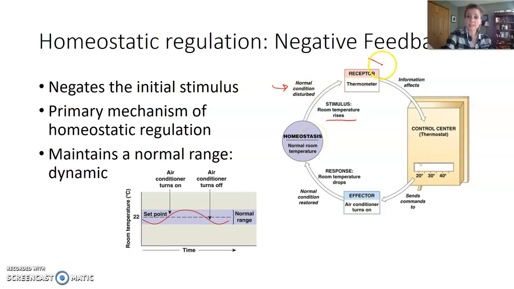This disturbance is sensed by the receptor, which is the thermometer, and that's usually housed within the control center, in this case the thermostat. So the receptor senses this change, it sends information to the control center, and the control center sends a command to the effector. The effector in this case is the air conditioner. The air conditioner switches on, and it cools down the room until normal condition is restored, until we reach the normal room temperature, which is whatever you set it to be. You could set your thermostat to be 70 degrees or to be 68 degrees.